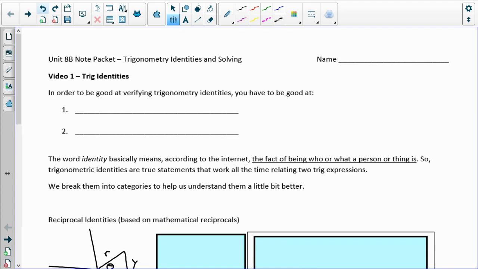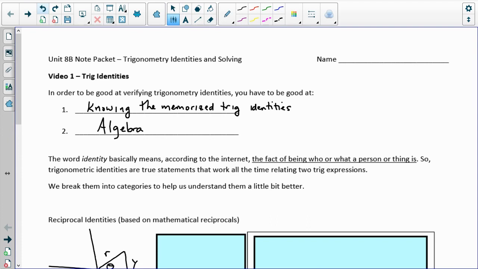So in order to be good at verifying trig identities, you have to be good at two things. First of all, you have to be good at knowing the memorized trig identities. And the second thing you have to be good at is algebra, because you use a lot of algebra rules in this.